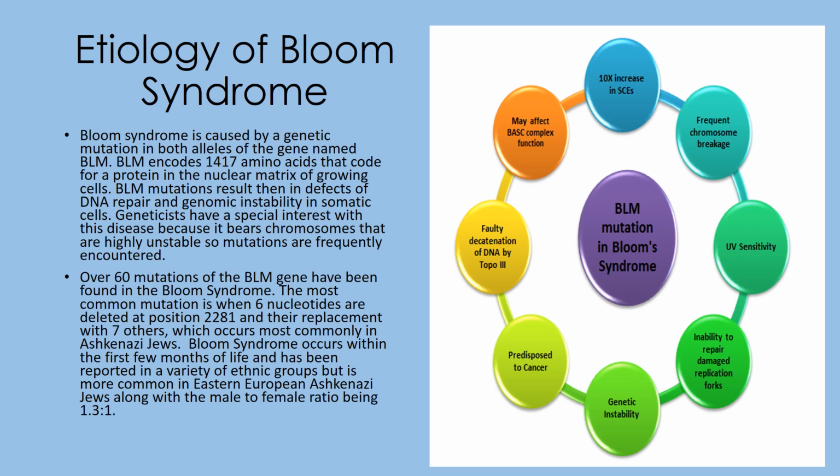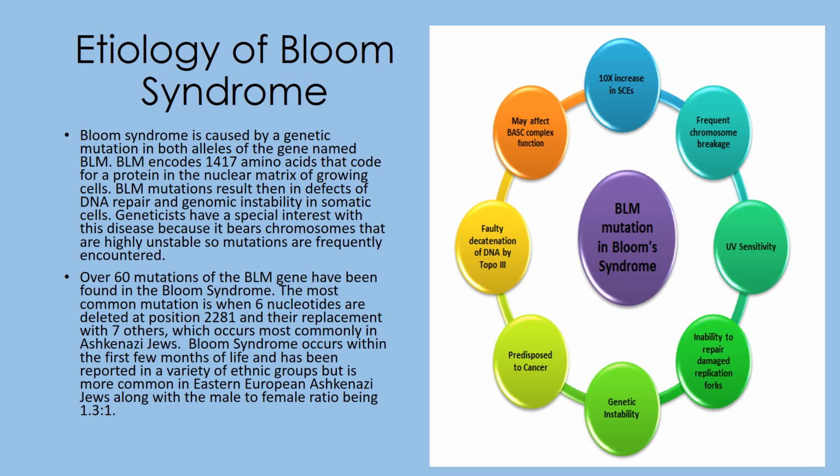BLM encodes 1,417 amino acids that code for a protein in the nuclear matrix of growing cells. BLM mutations result then in defects of DNA repair and genomic instability in somatic cells. Geneticists have a special interest in this disease because it bears chromosomes that are highly unstable, so mutations are frequently encountered. Over 60 mutations of the BLM gene have been found in Bloom syndrome. The most common mutation is when 6 nucleotides are deleted at position 2281 and replaced with 7 others, which occurs most commonly in Ashkenazi Jews.